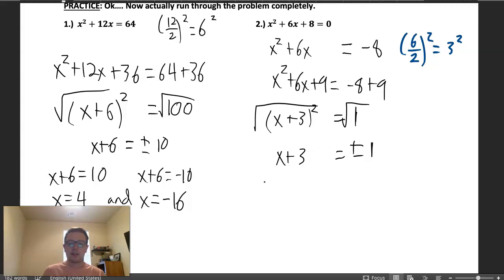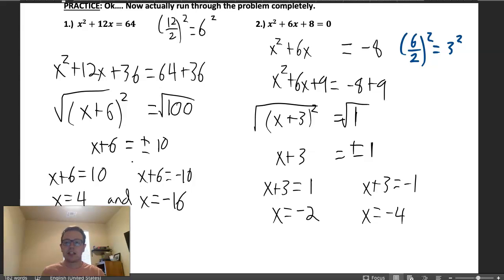From here, we're going to split this up into 2. So we get x plus 3 is equal to positive 1, and x plus 3 is equal to negative 1. And then we just solve. So we say x is equal to minus 2, and x is equal to minus 4.